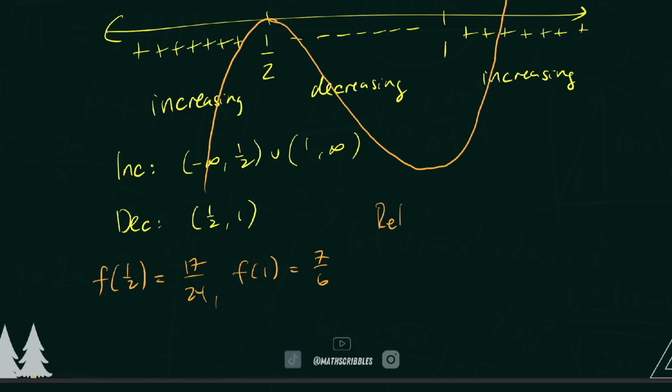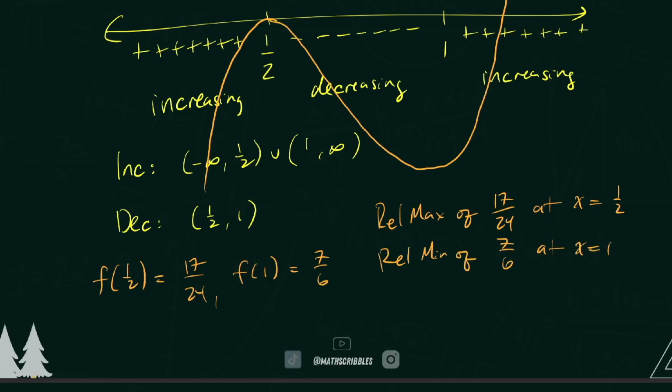That means that we have a relative max of 17/24 at x is equal to 1/2. And we're going to have a relative min of 7/6 at x is equal to 1. And that's how we use our critical points to find the relative minimum, relative maximum, and intervals of increasing and decreasing.